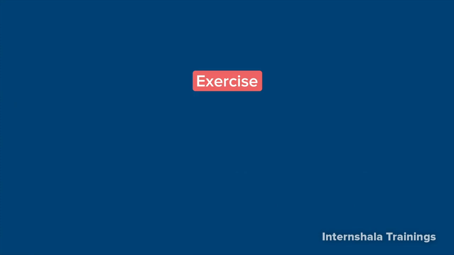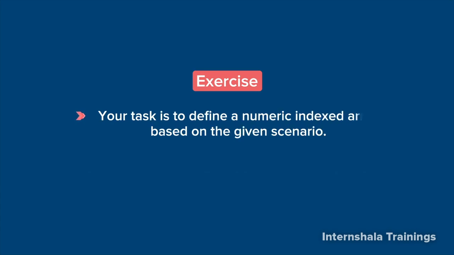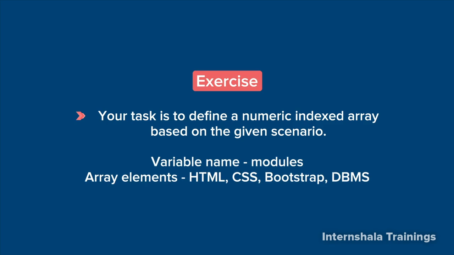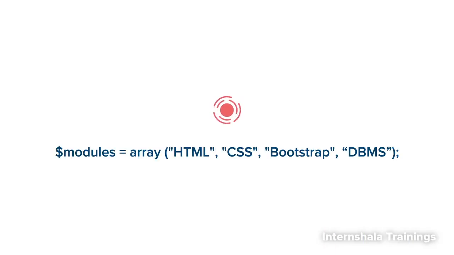Now, before we proceed to see how arrays are defined in JavaScript, here is a task for you. I will give you a scenario and you have to define a numeric indexed array using PHP, which you have learned already. The variable name is modules, and to store the values inside this array, you can take them as the names of the first 4 modules of this training, that is HTML, CSS, Bootstrap and DBMS. You may pause the video to write it down and then we will match with the correct answer. So, this is how you might have defined the array using PHP.